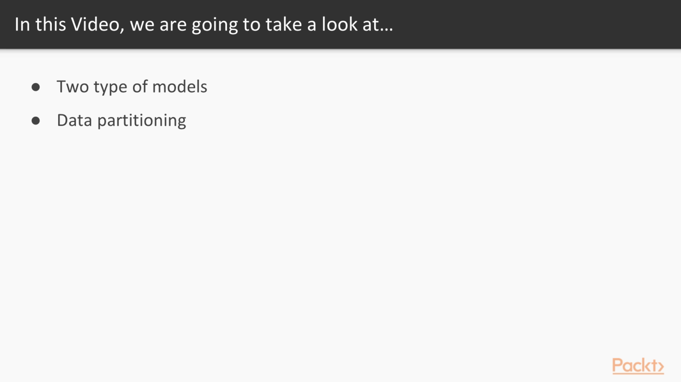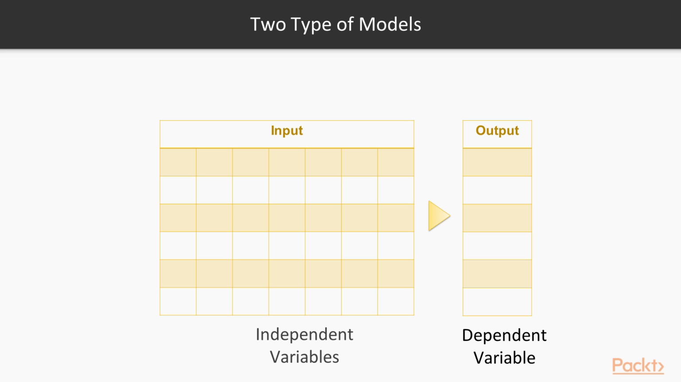In this video, we are going to take a look at two things. First one is two types of models, and then we'll also look at why we do data partitioning. So when we have several input variables, and there is also an output variable, and we are interested in developing a predictive model, we make use of those input variables, which we also call independent variables. Now, the output variable, which is also called the dependent variable, can be of two types. It could be numeric or it could be a factor variable.